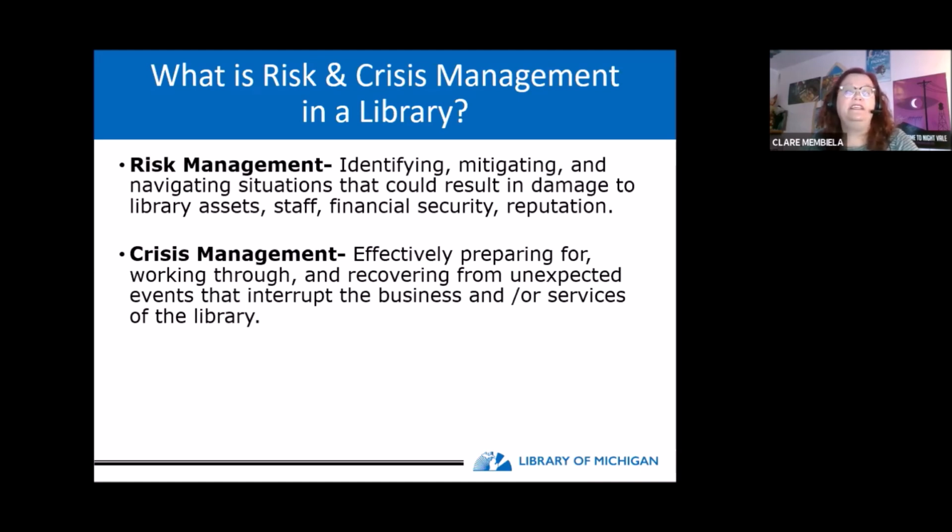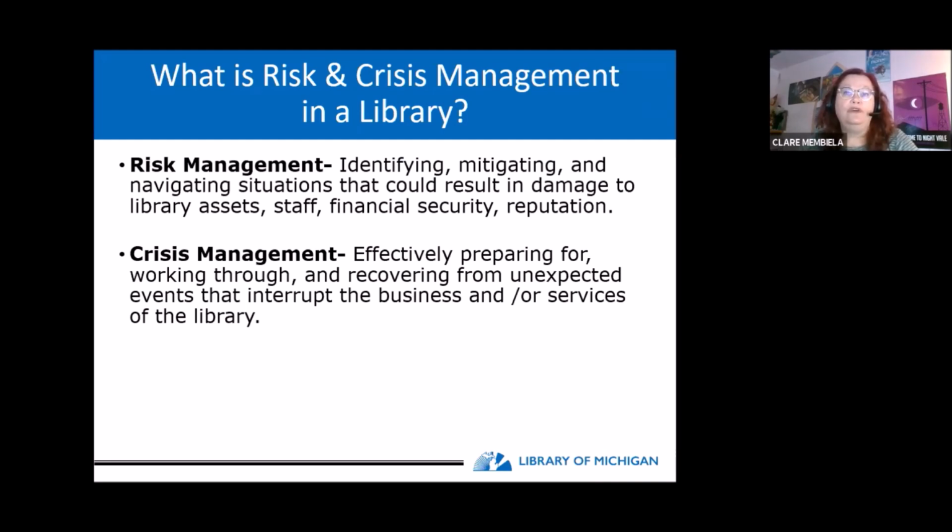So risk management is all about the before, right? It's about identifying possible problems your library could face, from tiny problems to very large disasters. It's about saying, okay, well, to put it simply, it's why you get insurance, right?